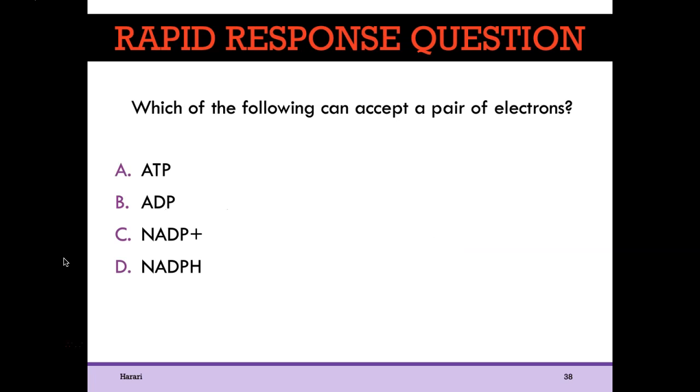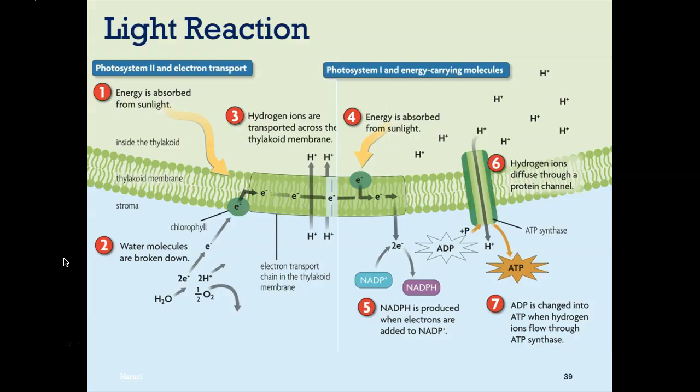Which of the following can accept a pair of electrons? All right, so pause here. And the answer is C. NADP plus can be reduced into NADPH.